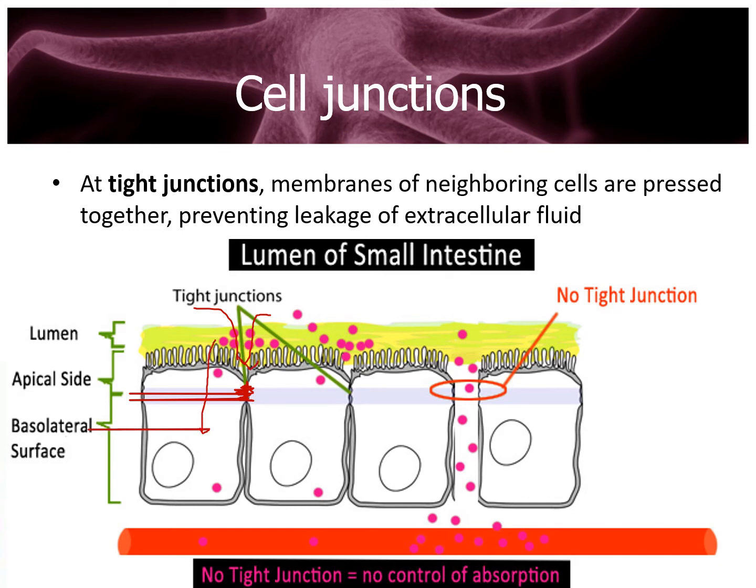is through the cell where they get processed on their way through. If these 2 cells were not connected, then these particles would just get through without anything. So we don't always want that to happen. That's a tight junction.